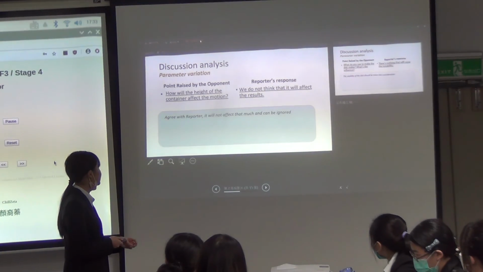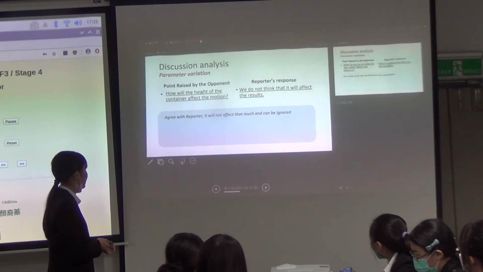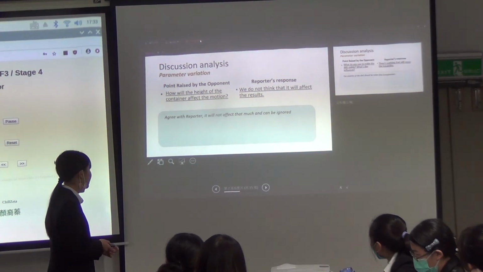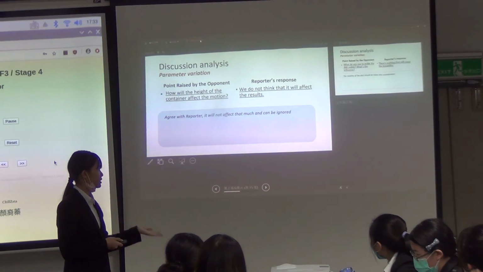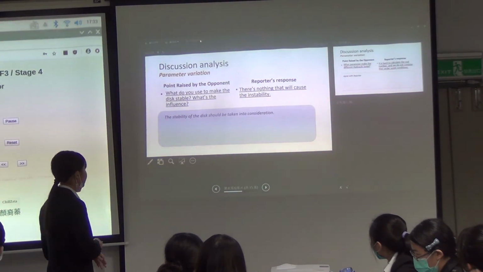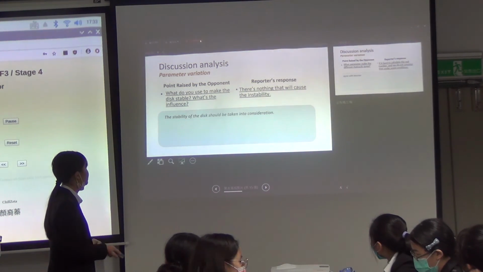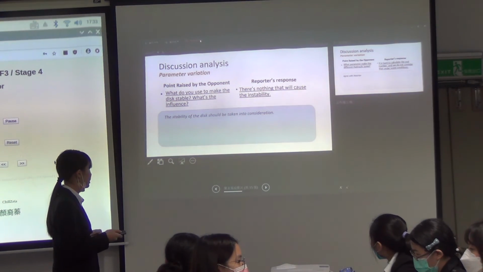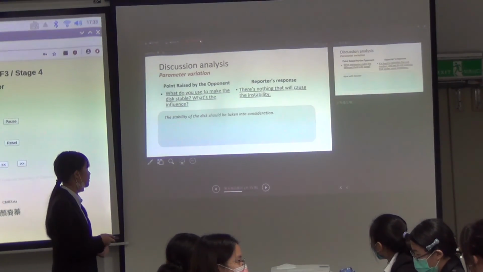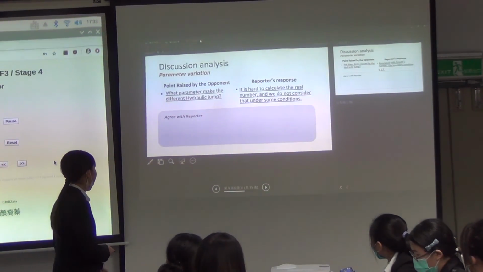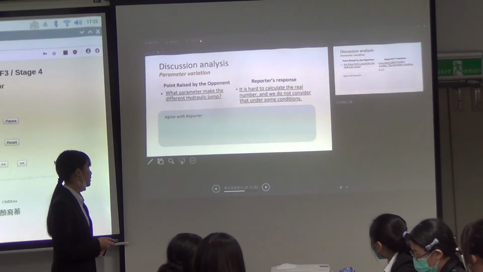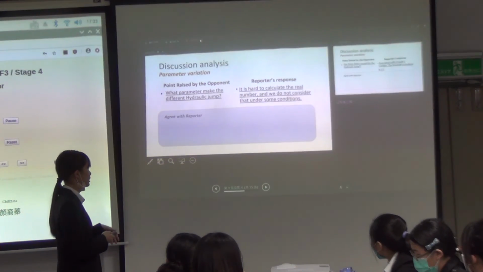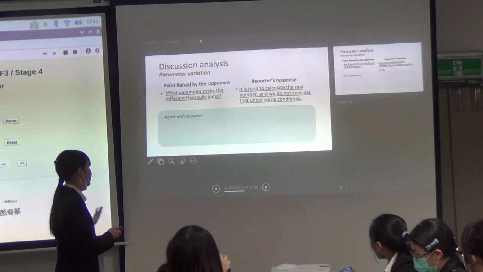And for the discussion analysis, the opponent asks how the height of the container will affect the motion, and the reporter responds they don't think that will affect the result. And we agree with the reporter, it will not affect that much and can be ignored. And the opponent asks what you use to make the disk stable, and what's the influence, and the reporter answered that there's nothing that will cause the instability. And we think the instability of the disk should be taken into consideration. And the opponent asks what parameter makes a different hydraulic jump, and the reporter responds to calculate the real number, and we do not consider that under some conditions, and we agree with the reporter.